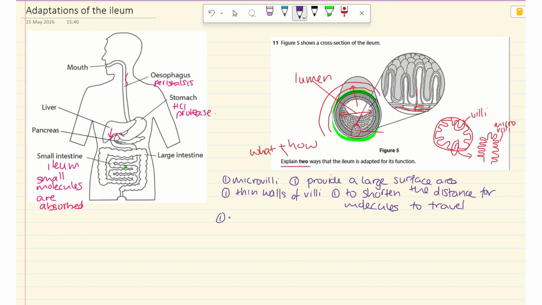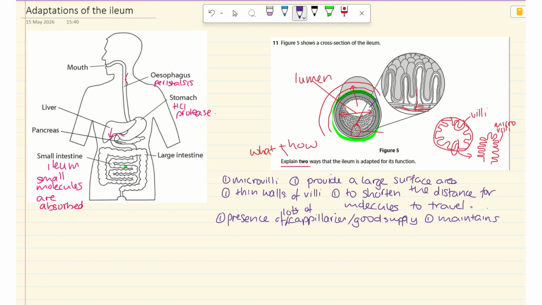Third one, presence of capillaries. I'll put here lots of capillaries. Or we could say that there's a good blood supply. Same thing. Why is that a good idea? Because that in itself maintains what we call a concentration gradient. That means that there's always going to be a difference in concentration of molecules from the lumen to the blood.